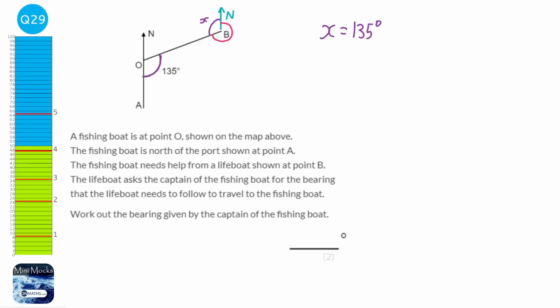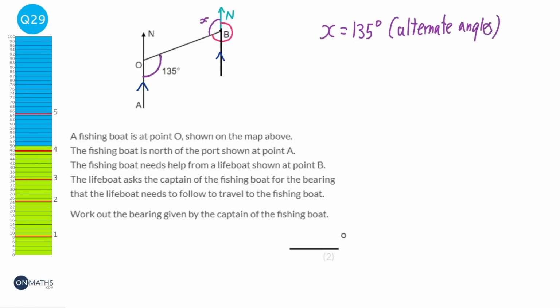And the reason for that is, I'm just going to extend the north line down, because we have a set of parallel lines here, and we have a set of Z angles, which we know are alternate angles. So the reason for that is it's alternate angles. And always show the reasons to the examiner.